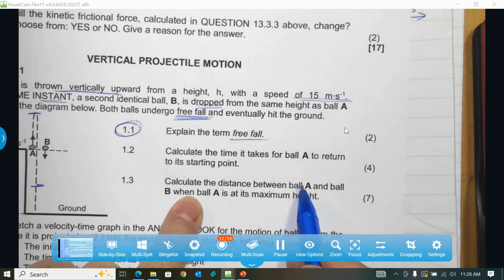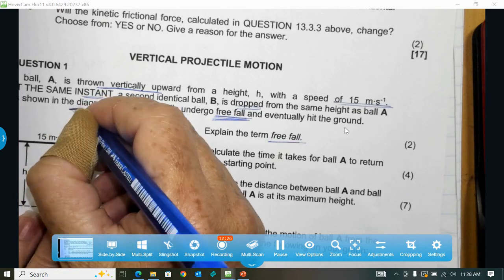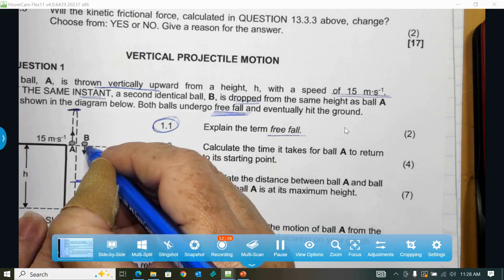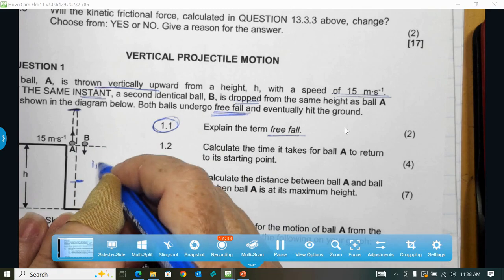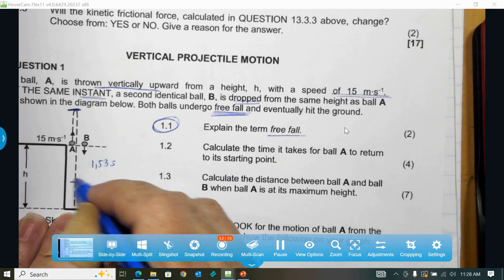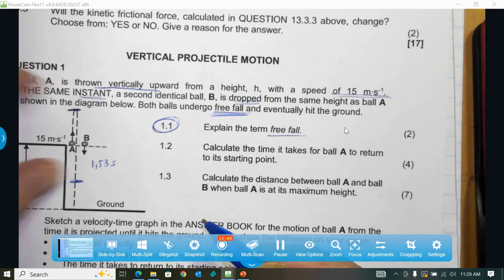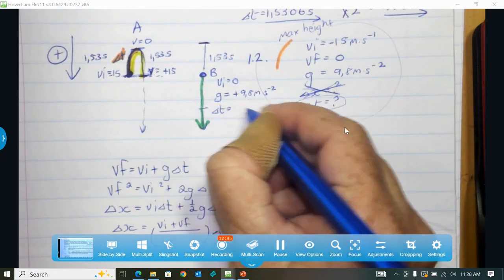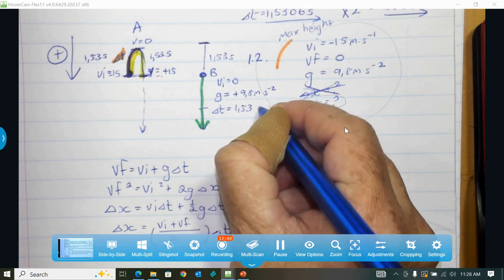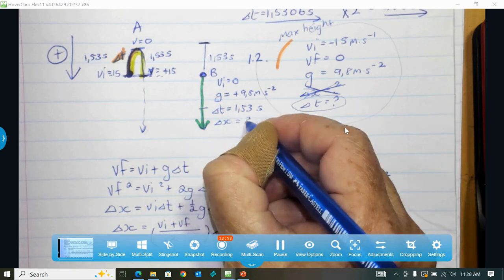Because they say calculate the distance between A and B. When? They must tell us when or where. When A is at its maximum height. So by the time that A gets up here, how long has it been moving? 1,53 seconds. Because they both start moving at the same time, this one's also got 1,53 seconds before it reaches whichever point. And they want to know the distance between the two. Okay, so this one's also moving for 1,53 seconds. But I'd like to know how far did it go.